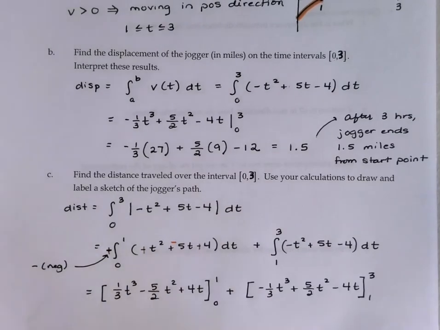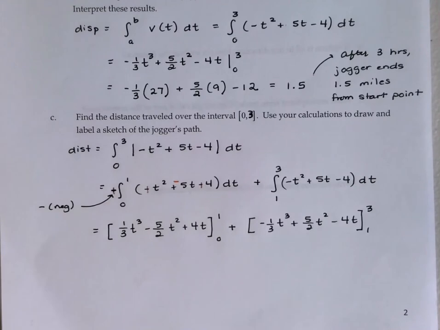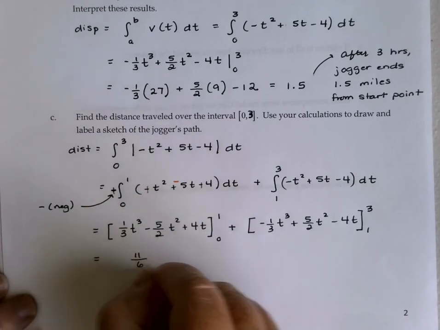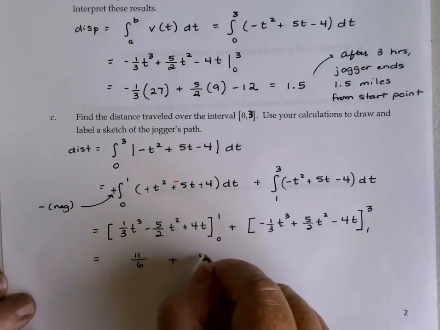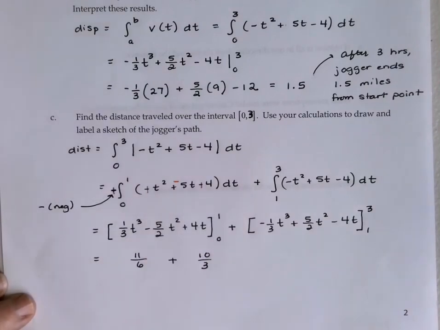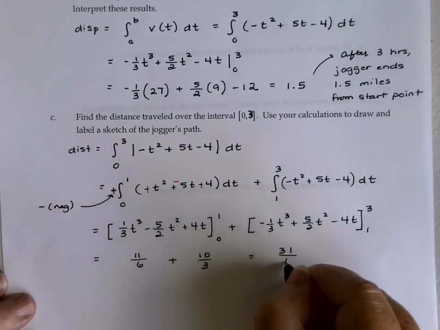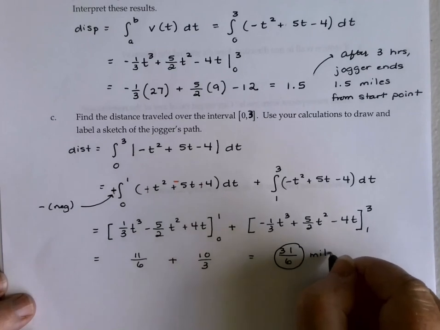I suspect at this point you're all perfectly comfortable plugging in the numbers, so I'm going to let you work that arithmetic if you'd like. But when I did that, I got 11/6 out of this one. And then I got 10/3 out of this one, for a final answer of 31/6. And that would be in miles.